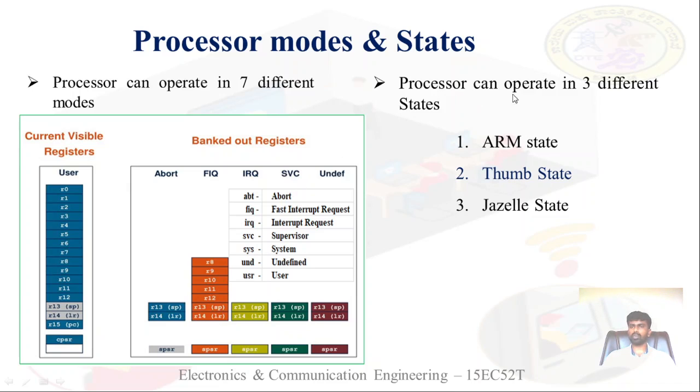The processor can also operate in 3 different states. What are those? Number 1, ARM state; number 2, Thumb state; number 3, Jazelle state. So these are 7 processor modes and 3 processor states.